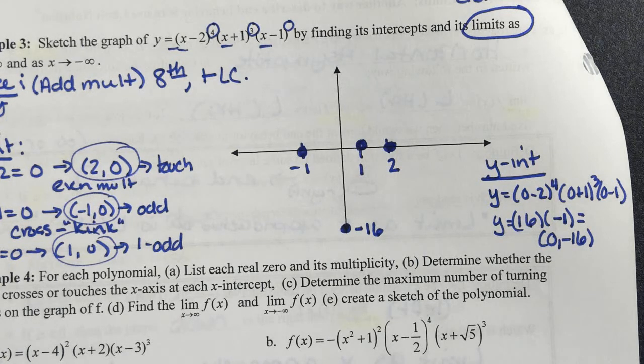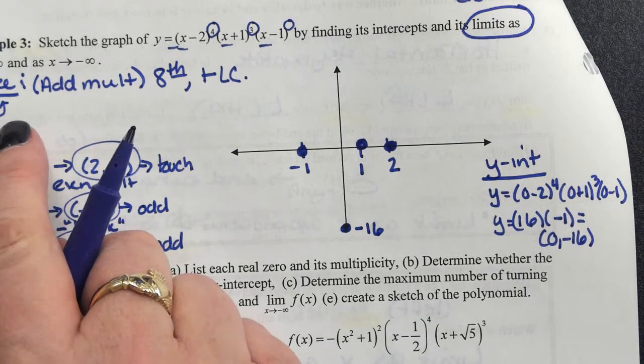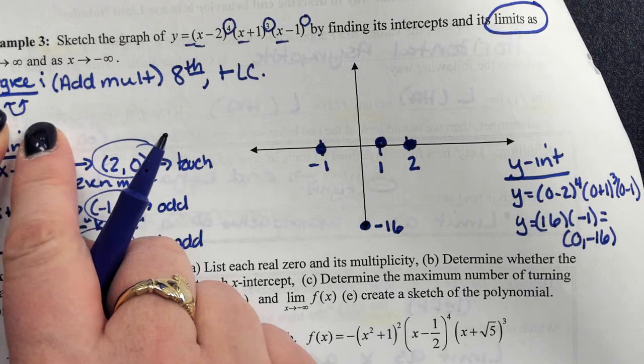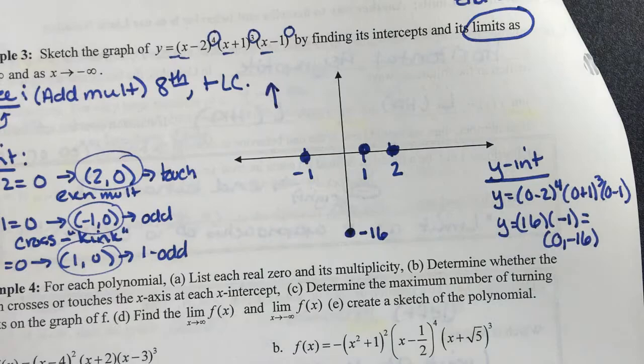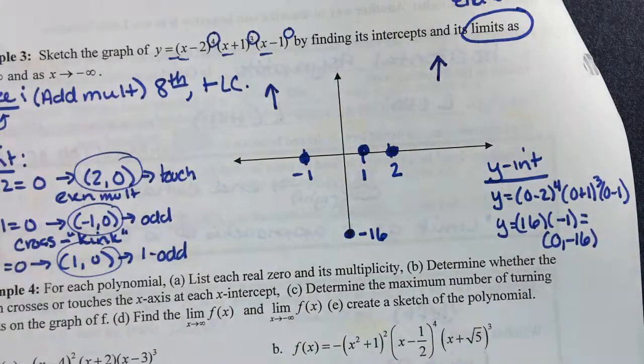All right? So now you told me the end behavior, that both ends are going to be pointing up. So I know that both ends are going up. I like to always draw my arrows there on the end.